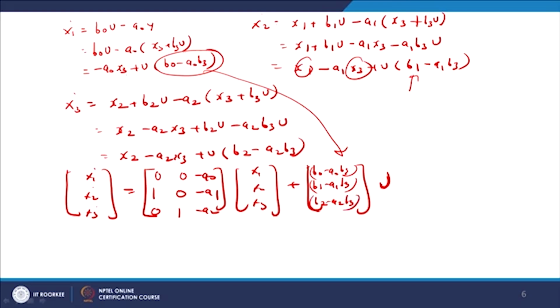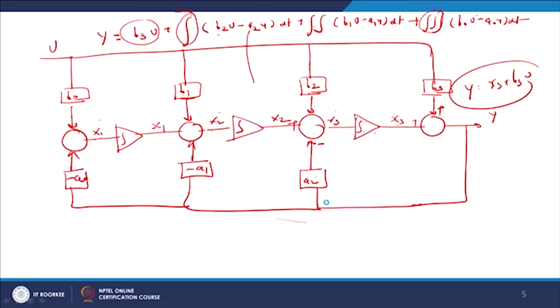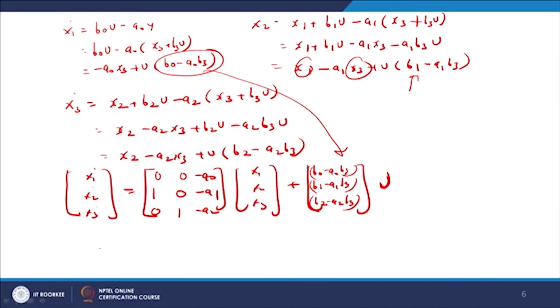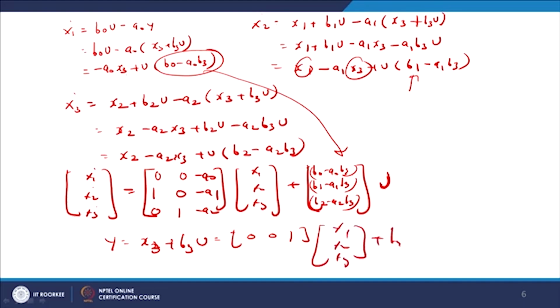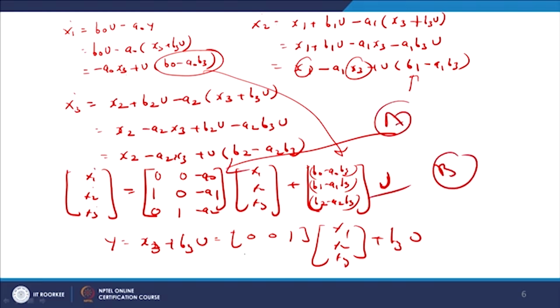Now, what is the equation for y? We find that the equation of y we have written is y equals x3 plus b3 into u. So we write the output y as x3 plus b3 into u, that is 0 0 1 times x1 x2 x3 plus b3 into u. So this is the state space model of the system. In this state space model, this is the A matrix, this is the B matrix, this is the C matrix, and this is the D matrix.